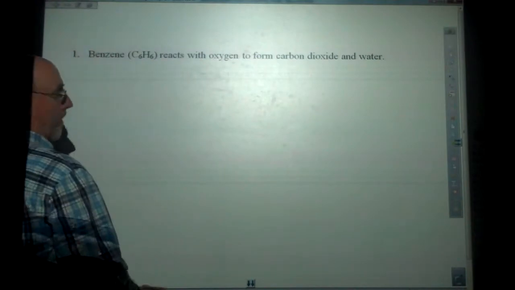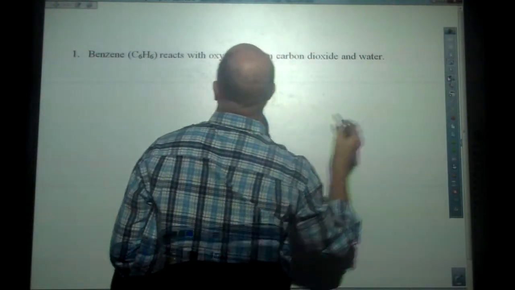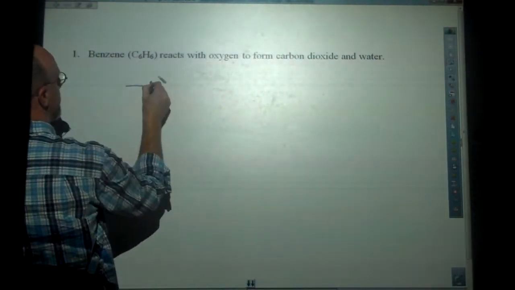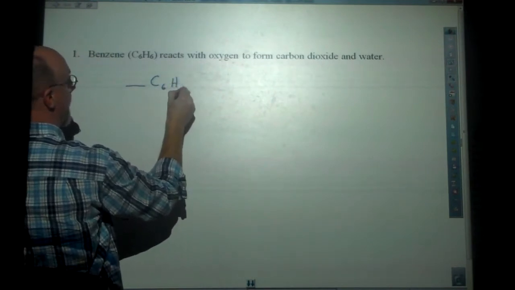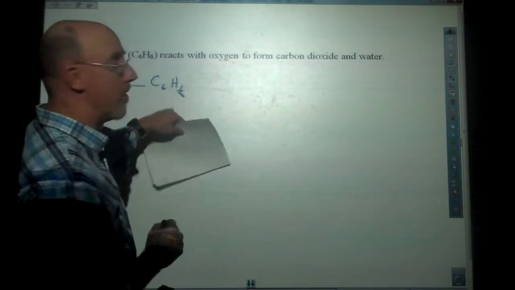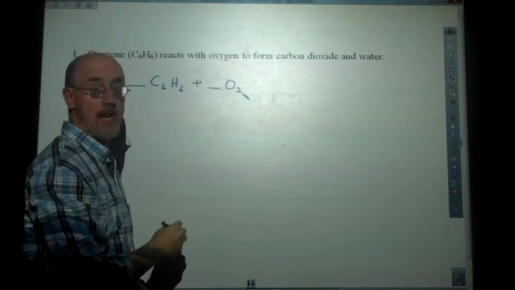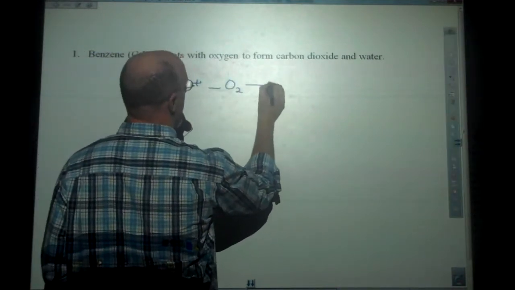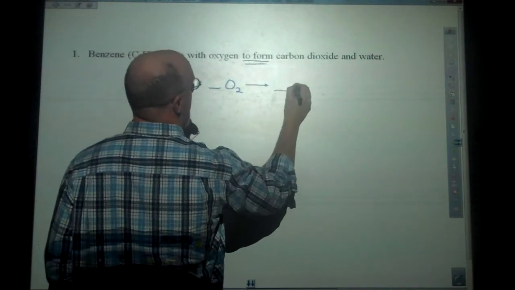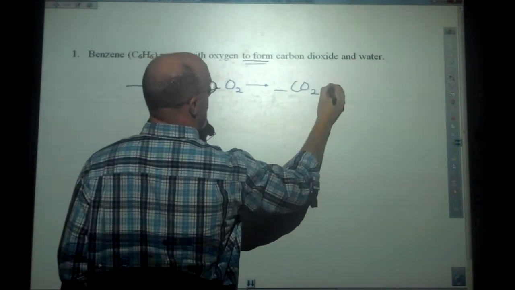And if you recall, the way we've been doing it is include a line out front indicating I can put any number I want out front. Can't change the formula. Benzene reacts with oxygen. Remember, it's O2, it's diatomic. To form, there's my arrow, carbon dioxide, CO2, and water.